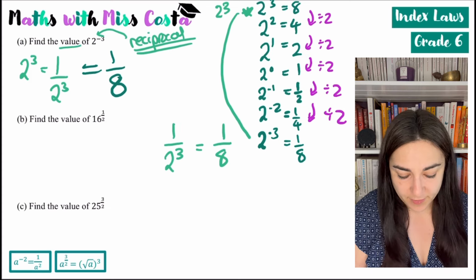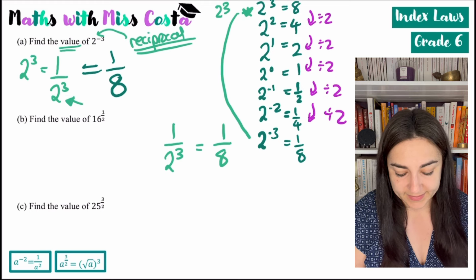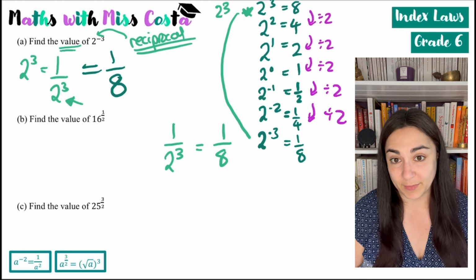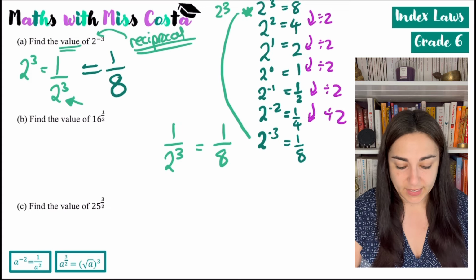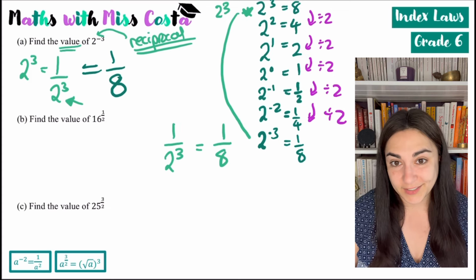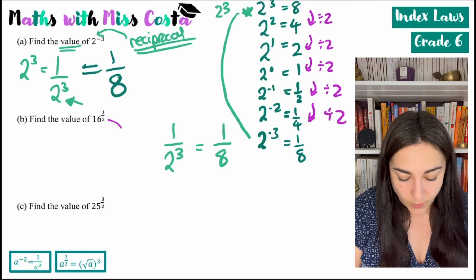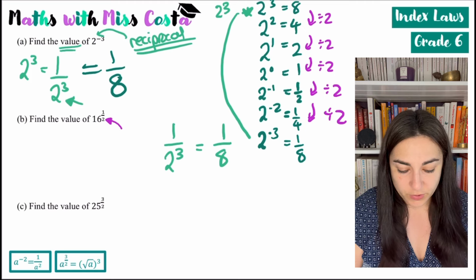And because it said to find the value, I can't just leave it like this. I need to actually work it out. But I could have done that as my first step, 1 over 2 cubed, and then figured out that that's 1 over 8. Now, similarly, when I've got fractional indices, what I'm doing is I've got two things.